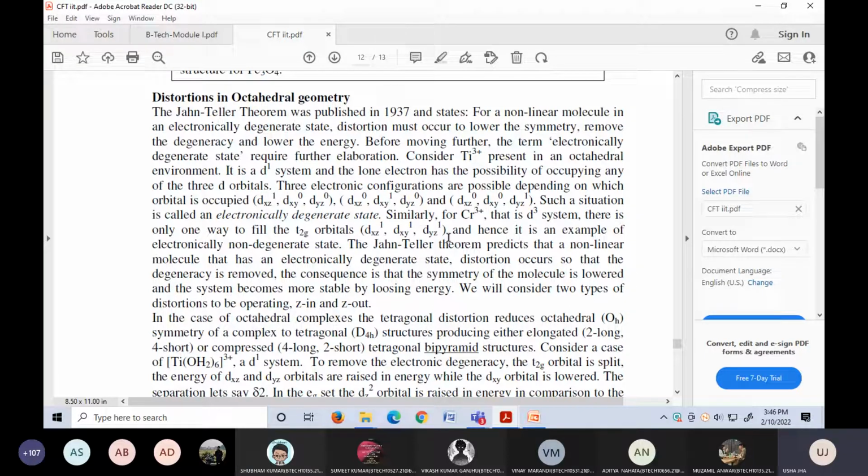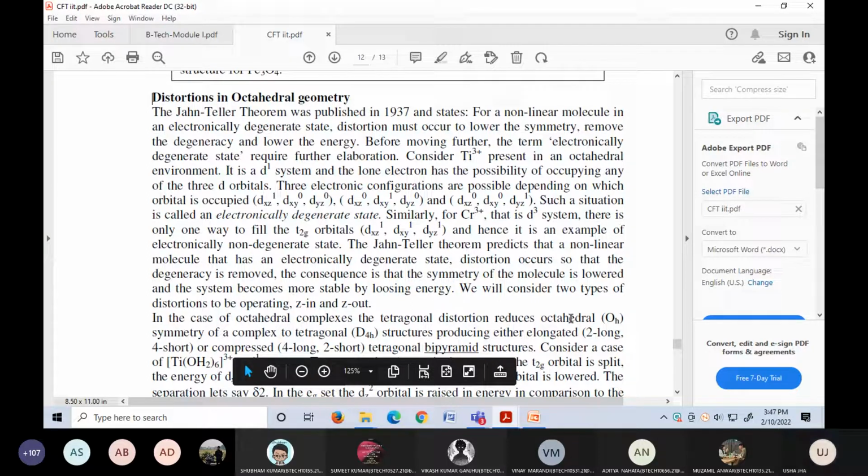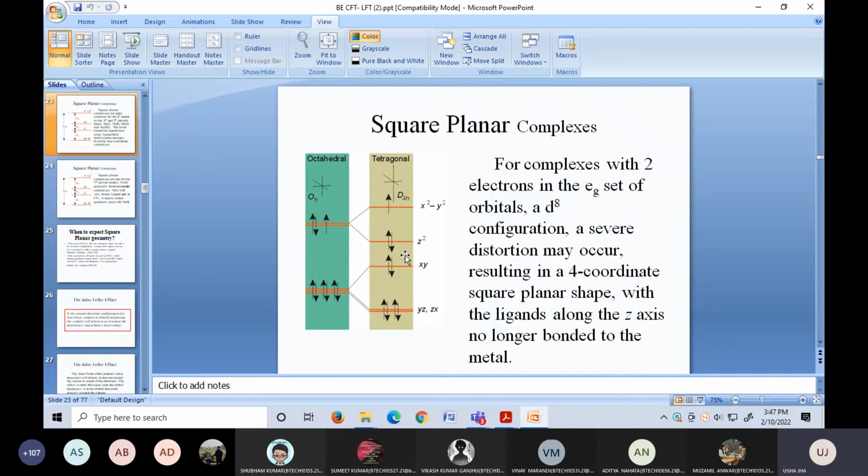Because the electron-electron repulsion between the ligand and the d orbital electrons in the dxy, dxz, and dyz is not much, they become lowered in energy. So that was the splitting that we saw in the octahedral field. Then we looked into the tetrahedral field.